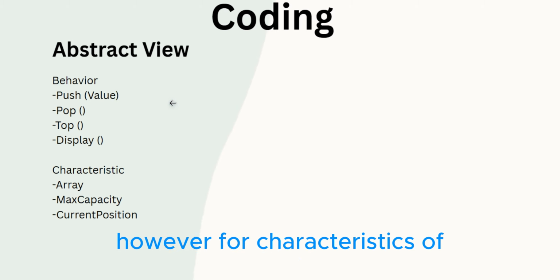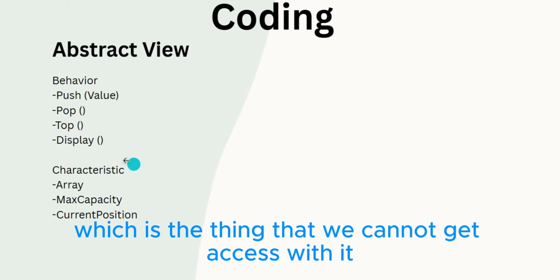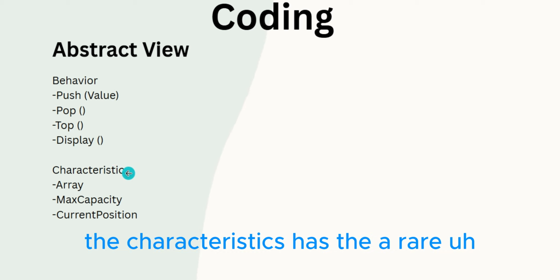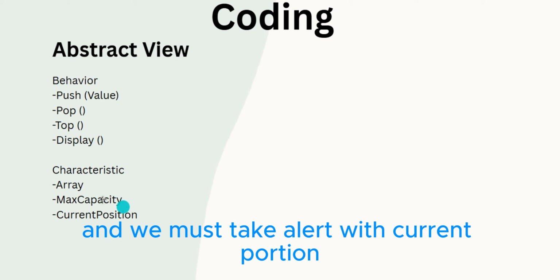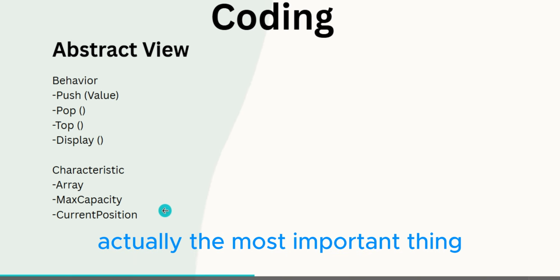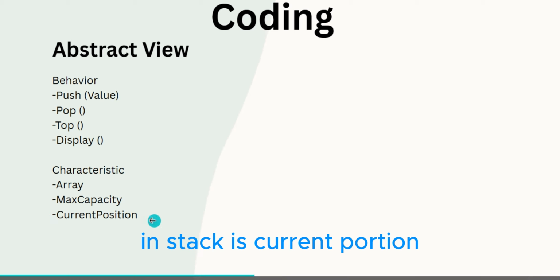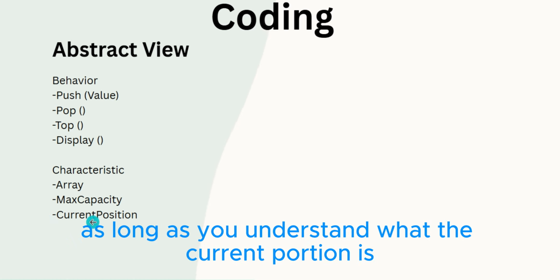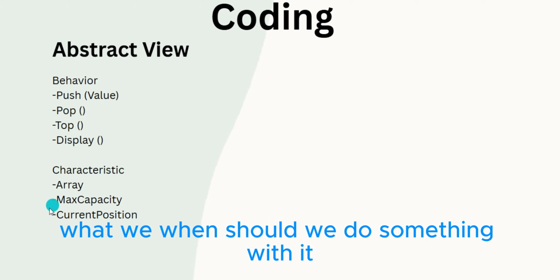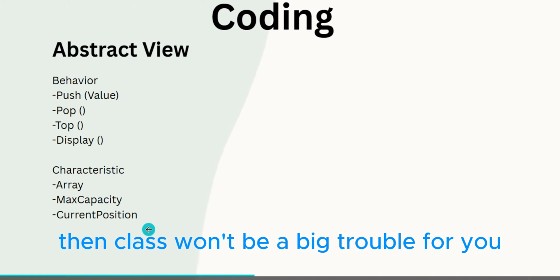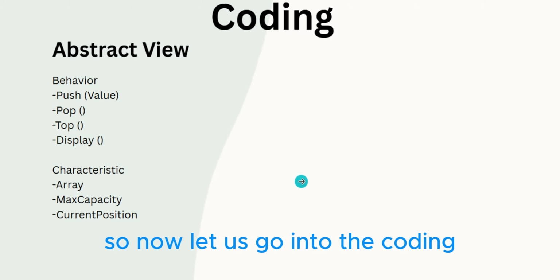However, characteristics are the things that we cannot get access to. The characteristics have the array, the maximum capacity, and the current position. And we must take a look at the current position. Actually, the most important thing in a stack is the current position. As long as you understand what the current position is and when we should do something with it, then the class wouldn't be a big trouble for you. So now let us go into the coding.